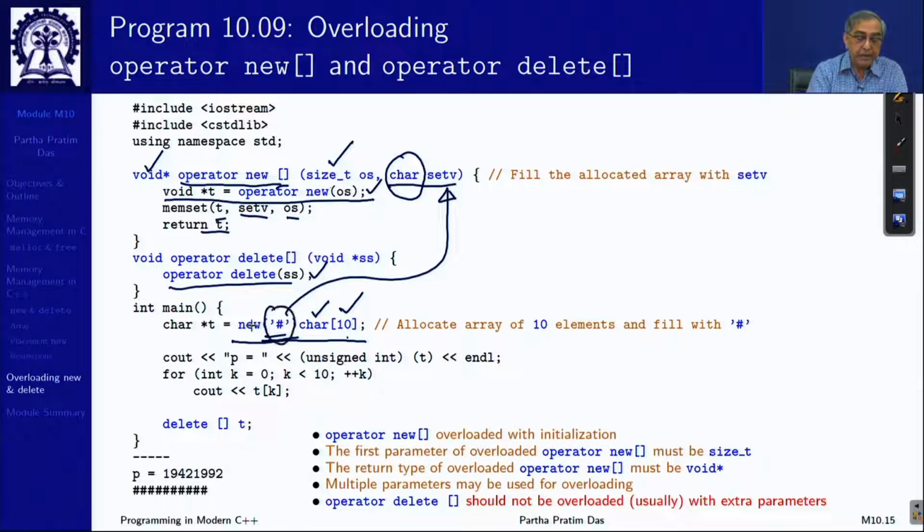So, here I am passing the character that I want as a filling character. When I do this, I get the T star array, and this is just to print the address of the array to show you, and then I write every element going through the loop, and you can see that I am getting all these hashes, 10 hashes, because I have initialized with that.